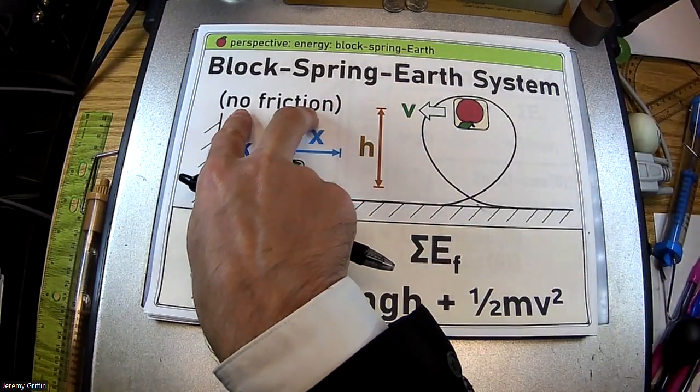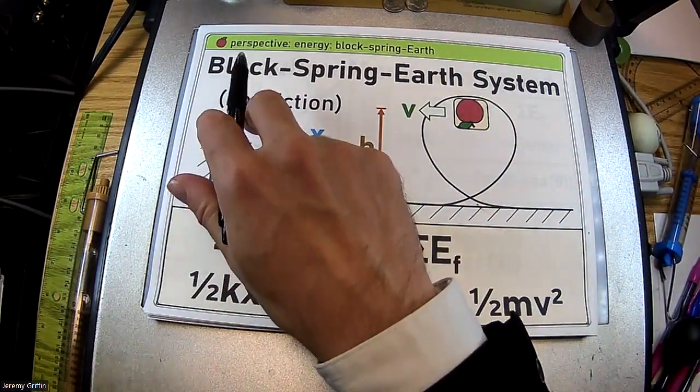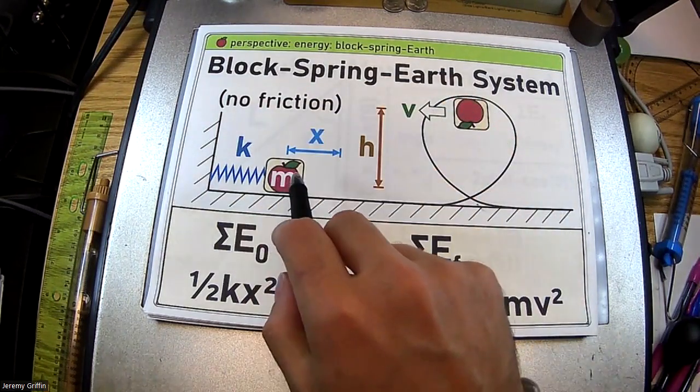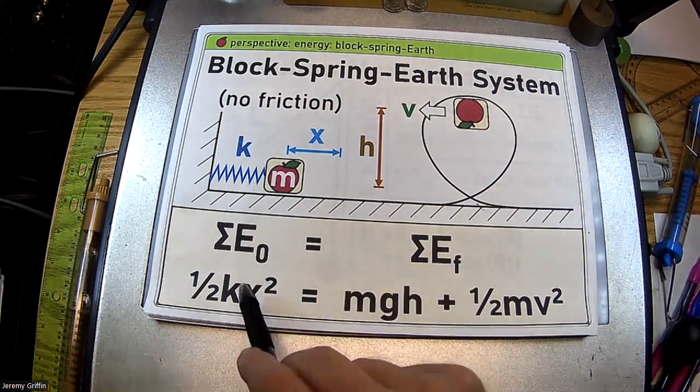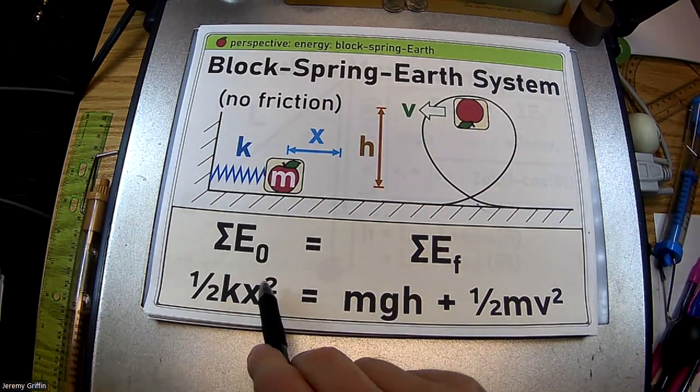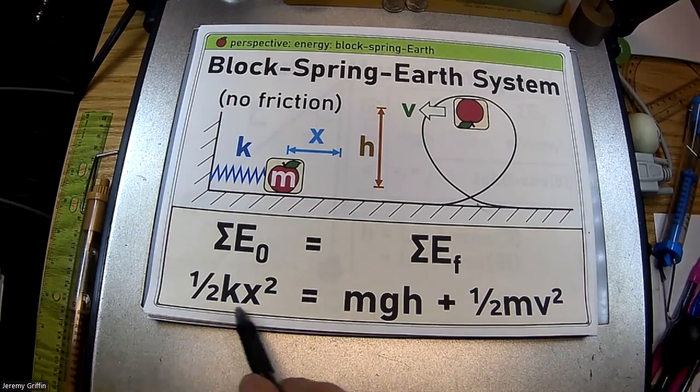Now, as long as there's no friction loss, I'm treating this as a closed system, block, spring, Earth system. Of course, I'm focused on the blocks, so the blocks got to be in there. The spring, at some point, the energy was in the spring. So there's 1/2 kx squared, some number of joules of energy. It was like 100 joules of energy.